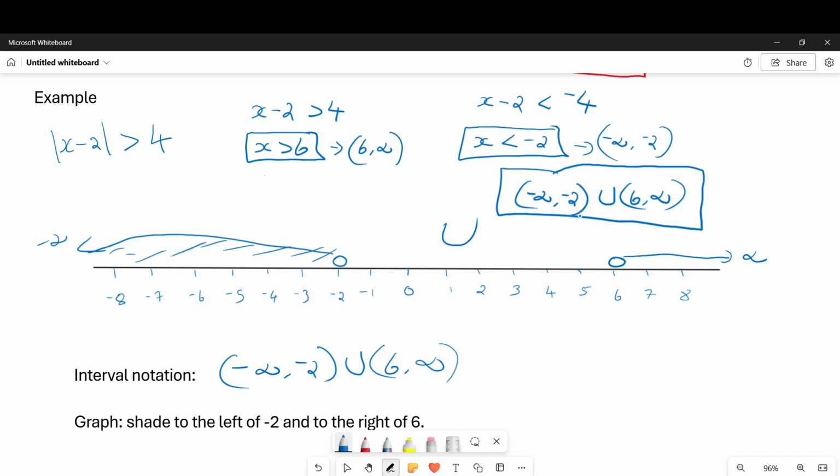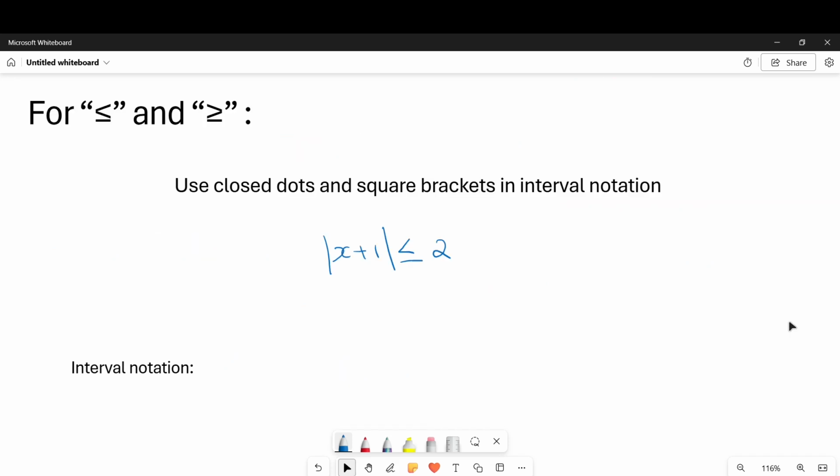This is the region where the x values lie. Another case: when we have less than or equal to, or greater than or equal to, in these cases we have to use dots, commas and square brackets.